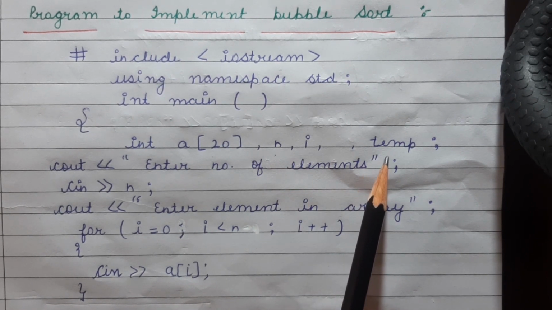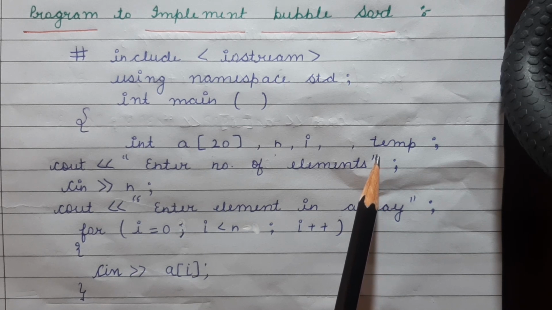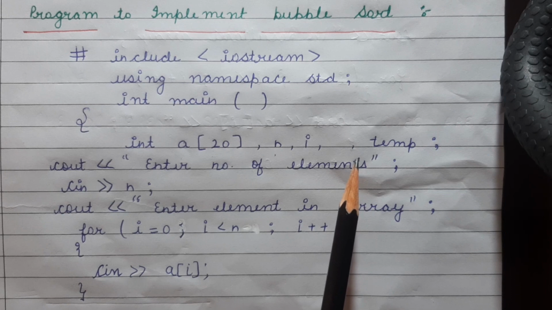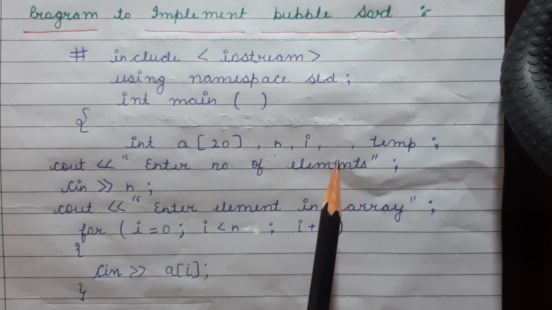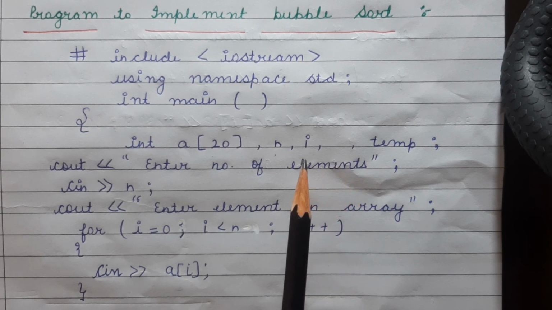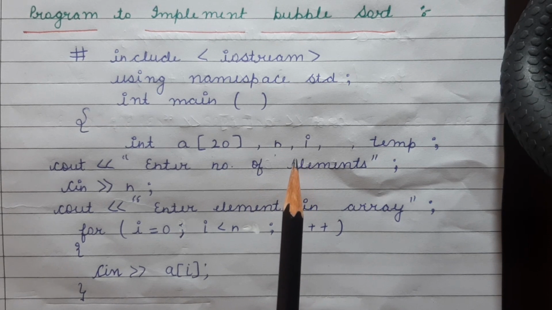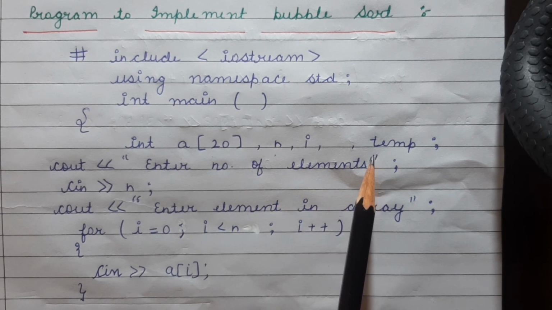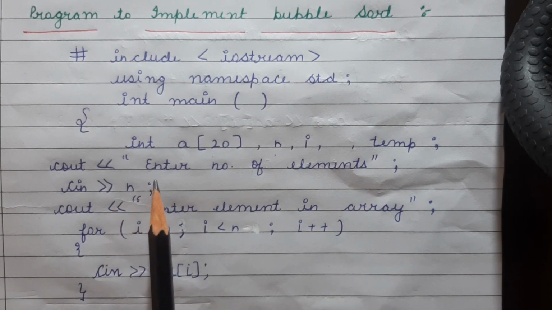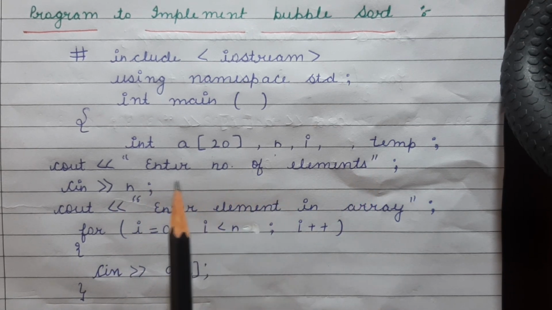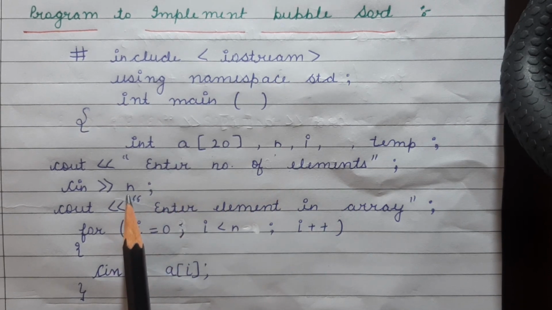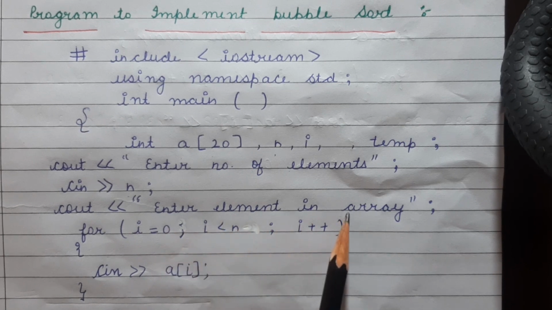Temp is a variable that is used to swap the elements, because in bubble sort we swap the values. If the first element is greater than the second element, we swap the elements. So for swapping, temp variable is required. After this we enter the number of elements. So first we display the message enter number of elements. After this we enter the value of n. After this we enter the elements in the array.